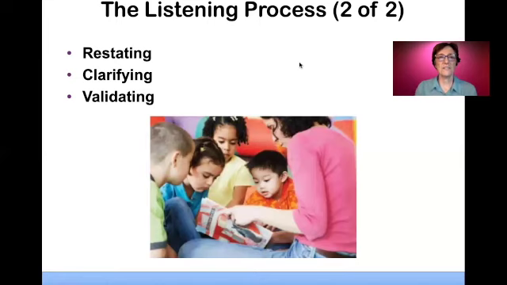So some specific skills that are very helpful in being a good listener are restating. Restating is repeating back what the person is telling you, and that helps the person know that you heard them. It's a form of acknowledgement. The other thing that restating can do is help with what's next, which is clarifying. Because if you restate and the person says, no, that's not what I'm talking about, then that helps with the next step, which is clarifying.